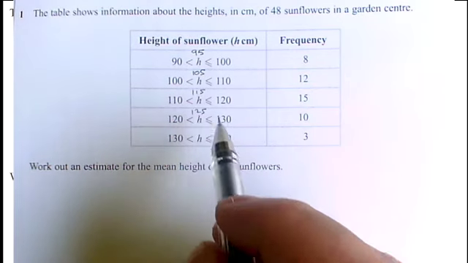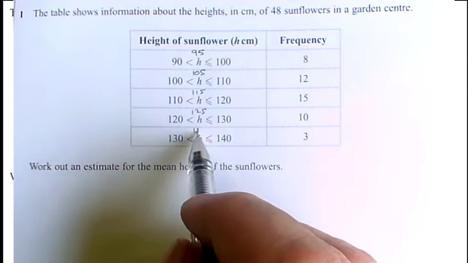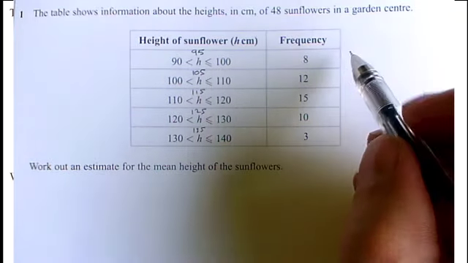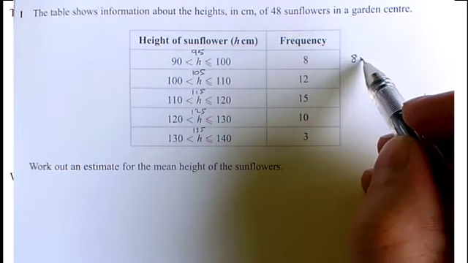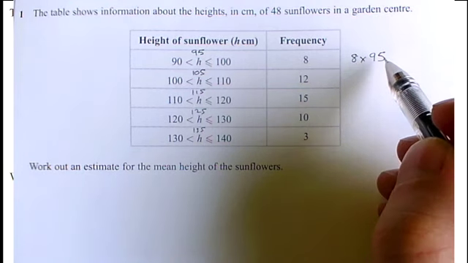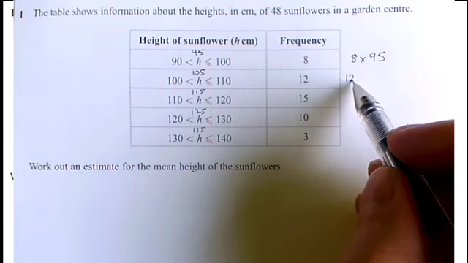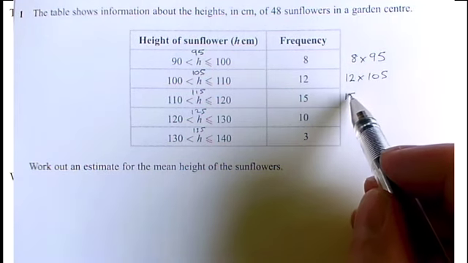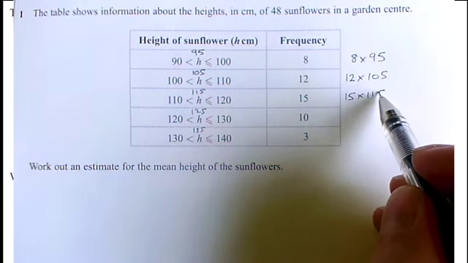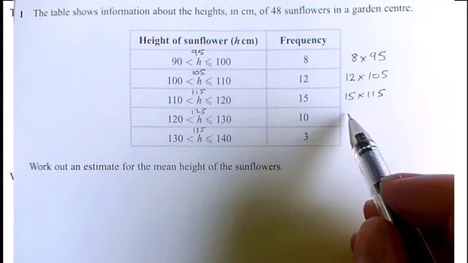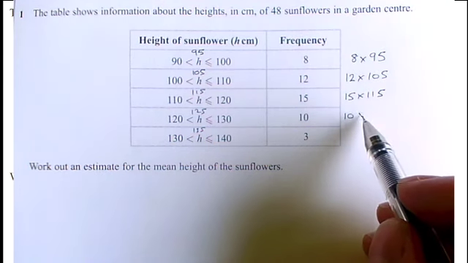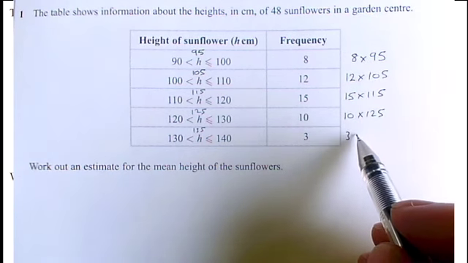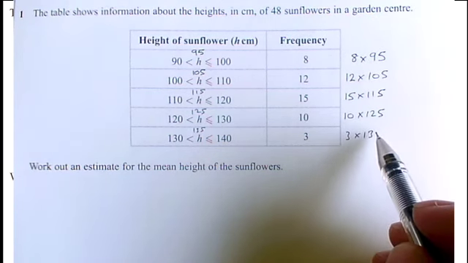And I'm going to pretend that, for example, in the first group there's 8 flowers that are all 95 centimetres high. So I need to find out the total height of all these flowers added together. So I'm going to do 8 times 95, 12 times 105, 15 times 115, 10 times 125, and 3 times 125. And of course what that's doing is giving me the total length of all the sunflowers.